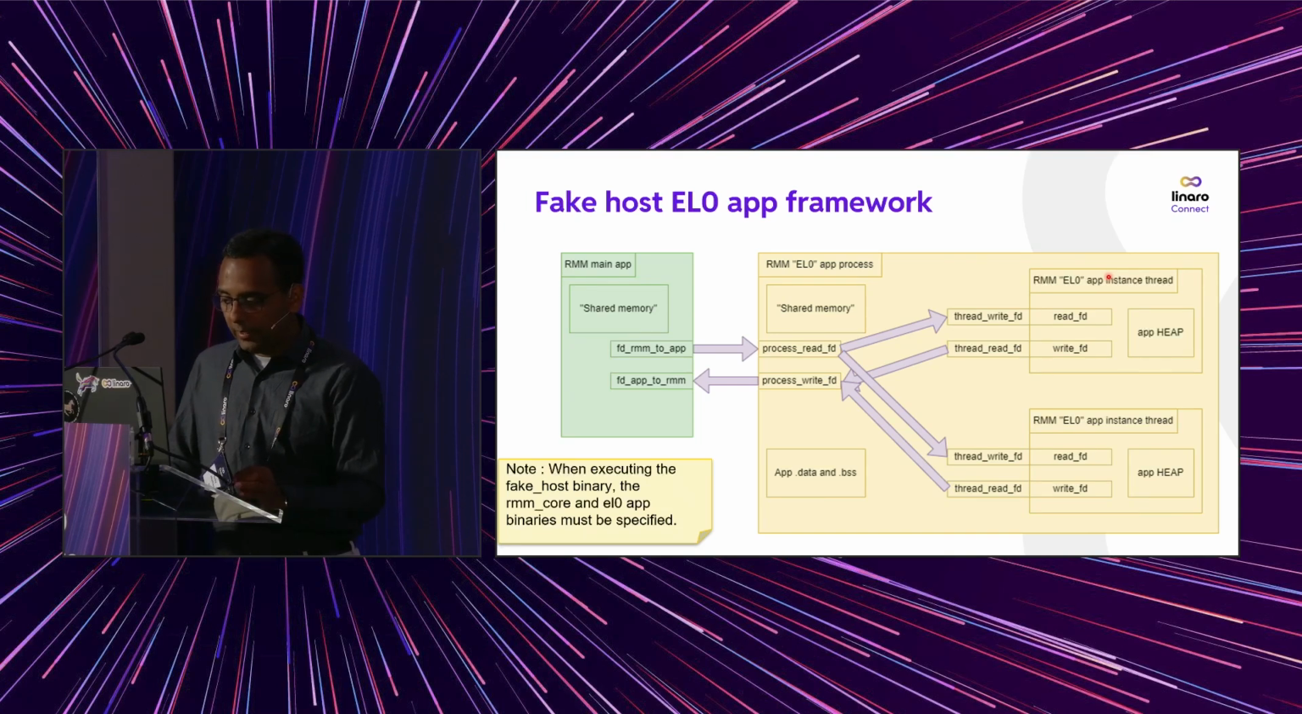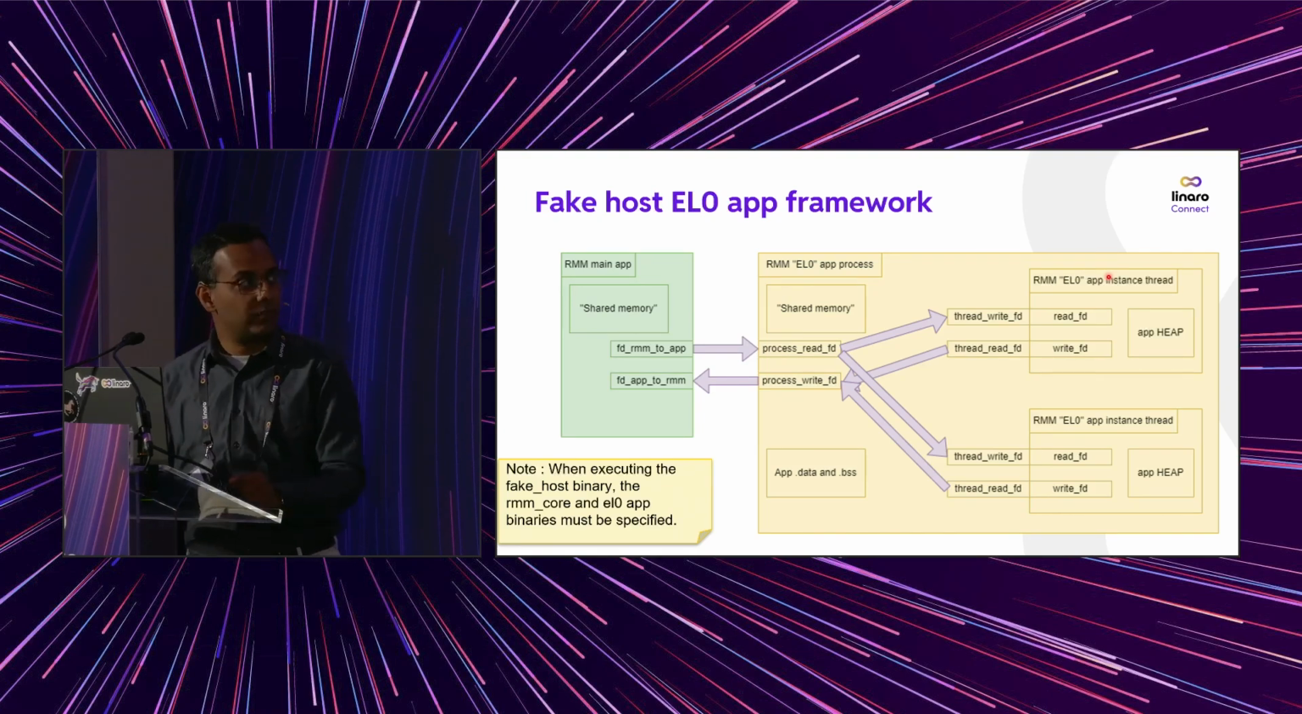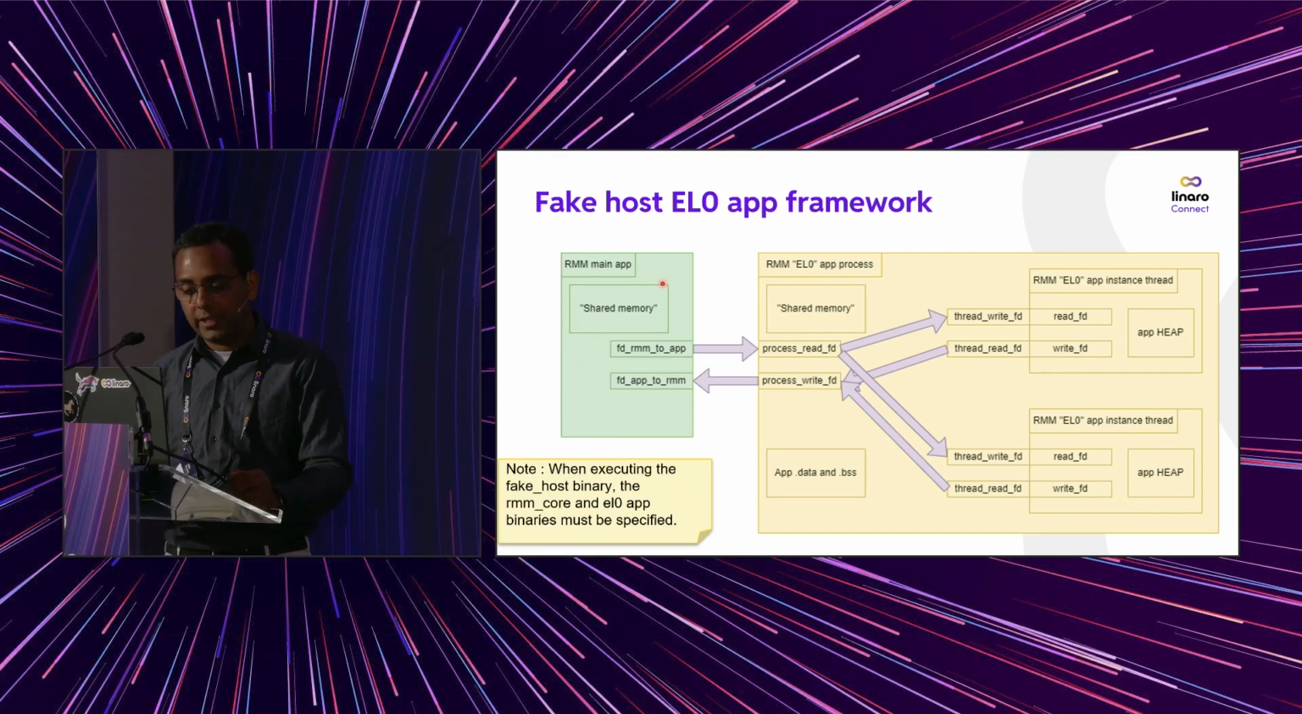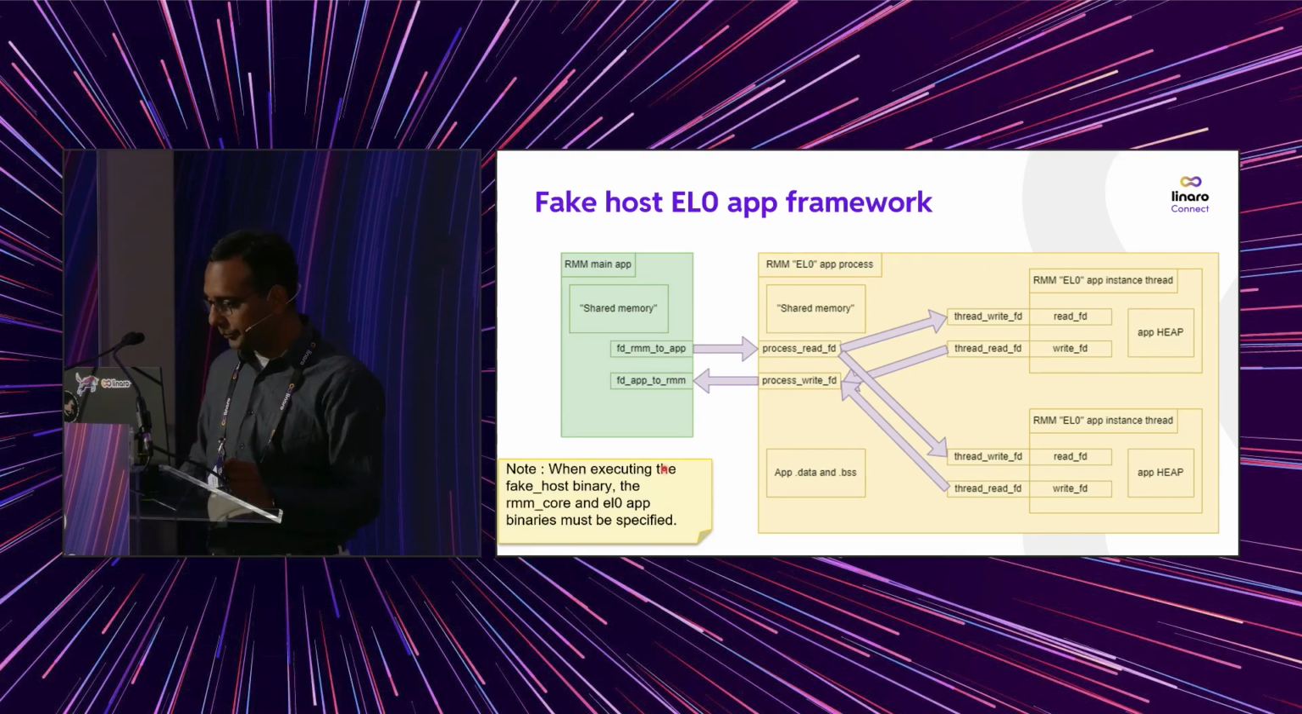Now, when the EL2 app framework was introduced, some parts of RMM are being compiled as a separate process, which means we need to have inter-process communication between the main RMM app and the EL0 app using pipes, and then each of those instances are spawned as threads. Again, there's some communication happening over there. And also, when you run the binary, you have to specify all the app binaries as the command line argument.